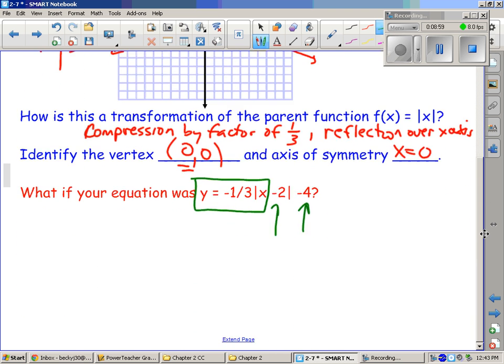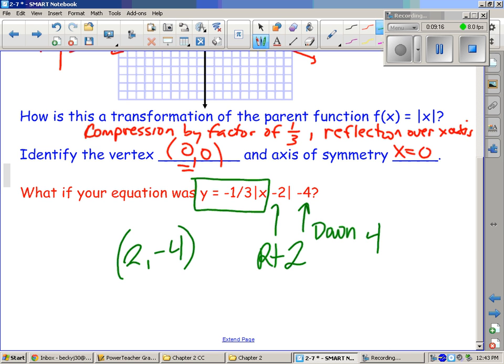Okay, so when we have an h and a k, that just means that we're going to slide, we're going to translate. Again, you do the opposite thing inside the absolute value, so that means go right 2, and then we will go down 4 as well. The new vertex then would be at (2, negative 4), which means our axis of symmetry would be at x equals 2.